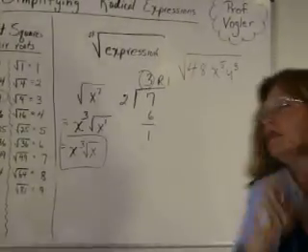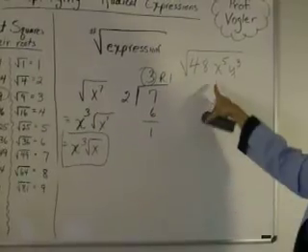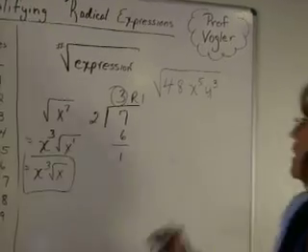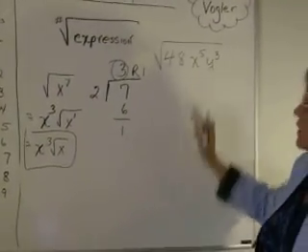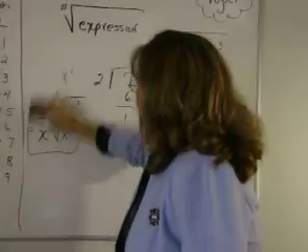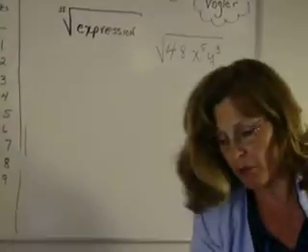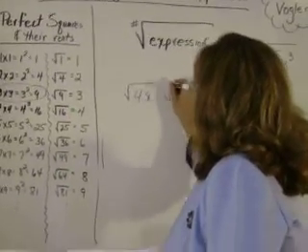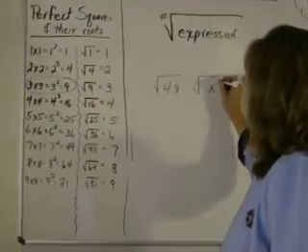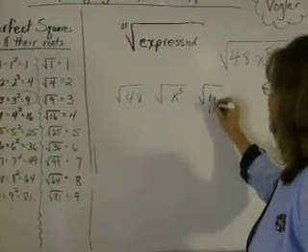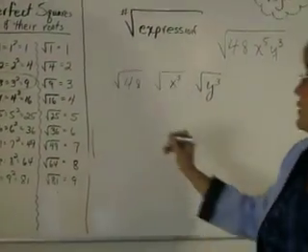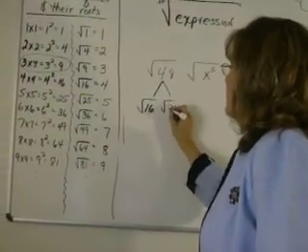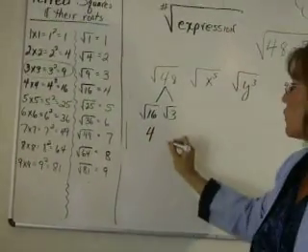So, last but not least, let's look at this square root of 48 x to the 5th y cubed. In order to do this, we're going to simplify it by breaking up our variables and our number. This becomes the square root of 48 times the square root of x to the 5th times the square root of y cubed. And whenever we simplify 48, this is the square root of 16 times the square root of 3. And we know that's a perfect square.